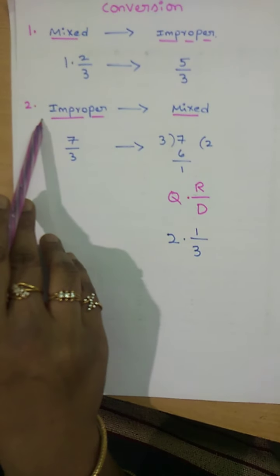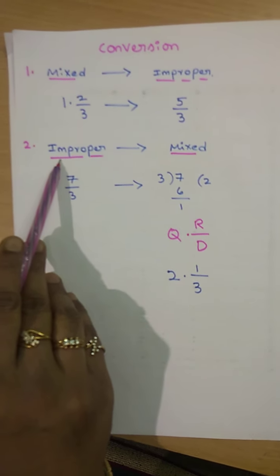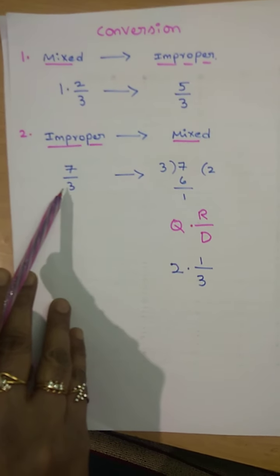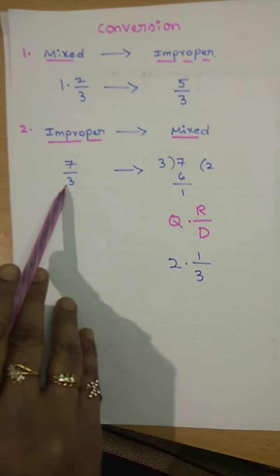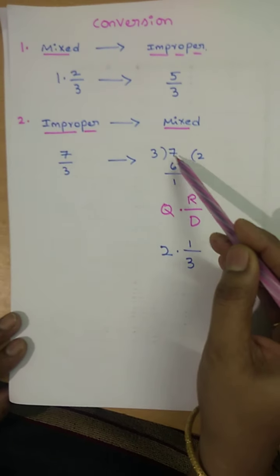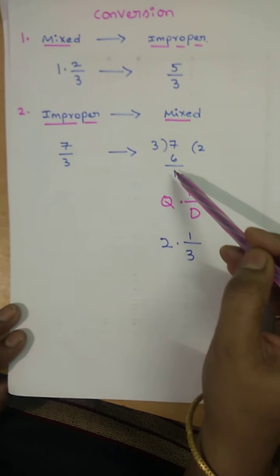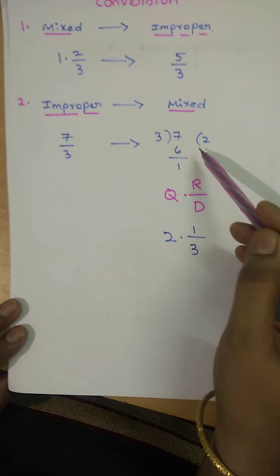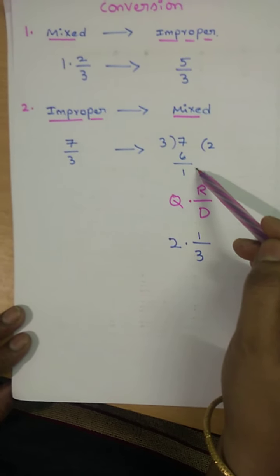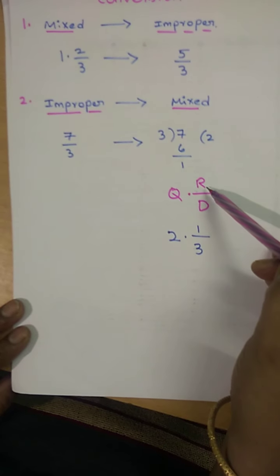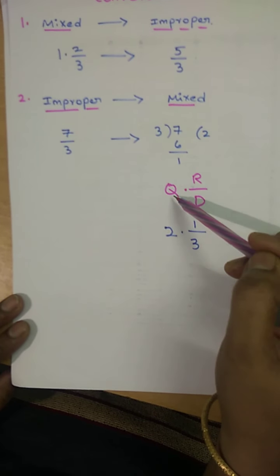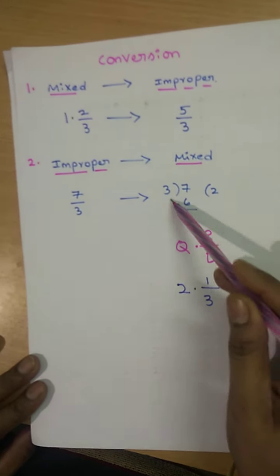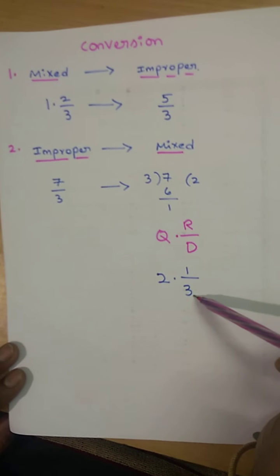Now the second example, converting an improper fraction into a mixed fraction. Now we are taking the improper fraction 7 by 3. We need to convert 7 by 3 into a mixed fraction. 3 twos are 6, and 1 is the remainder. We have one formula: quotient, remainder divided by divisor. Here the quotient is 2, the remainder is 1 and the divisor is 3. So 2 and 1 by 3, like that we need to write.